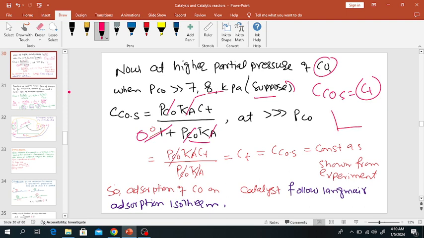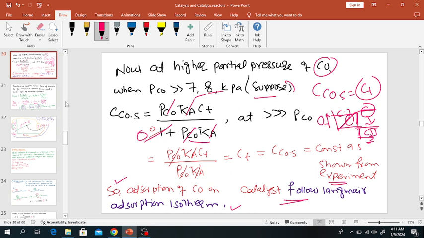Suppose this was the first case, it was linear. Now at higher pressure, the catalyst uptake is constant. This was case number 1, and this is case number 2. So at higher pressure, 8 or 9 kilopascal, the catalyst uptake is constant. This is the catalyst uptake on the y-axis. So adsorption of carbon monoxide on the catalyst follows the Langmuir adsorption isotherm, and it is shown from the experimental graph.